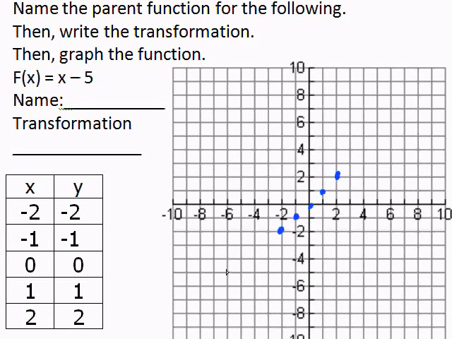I went ahead and graphed the points for you of our parent function. The parent function, since it's just x and then minus 5, is a linear parent function because it's going to create a straight line. And the transformation, since it's a minus 5, is we're going to be moving 5 down. So in order to graph the function, all we've got to do is take all of our points and move them down 5 units. And there you go. Once we've connected our dots, you have named, graphed, and transformed a parent function.